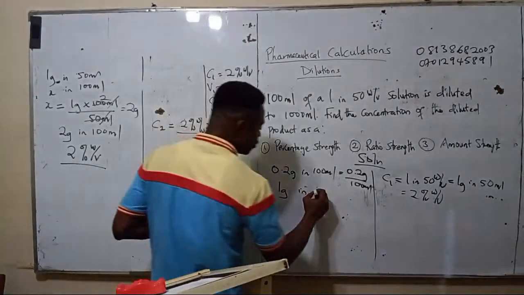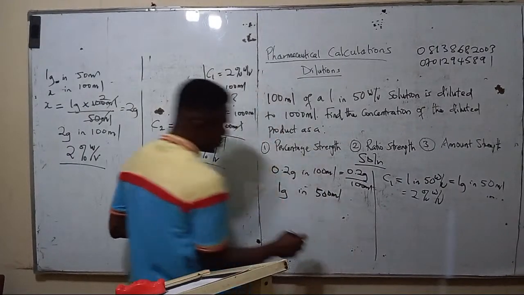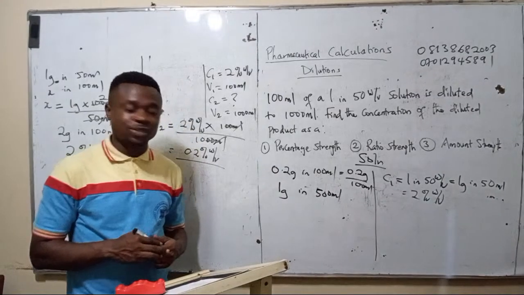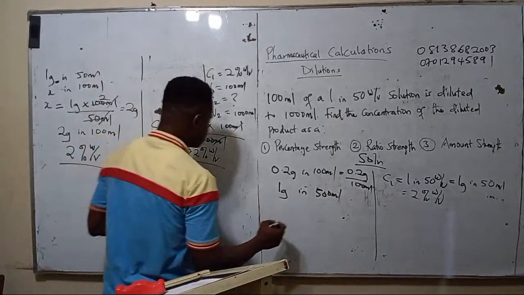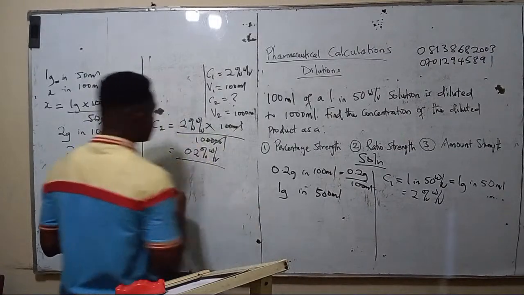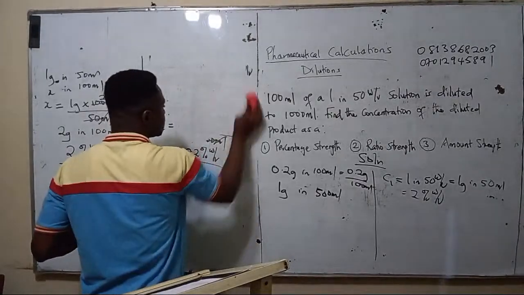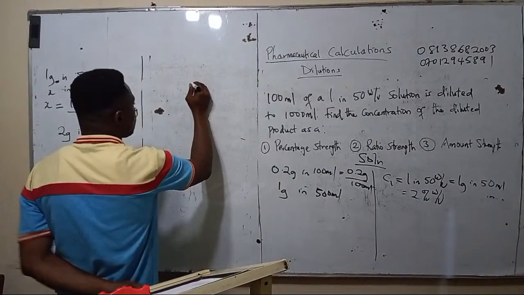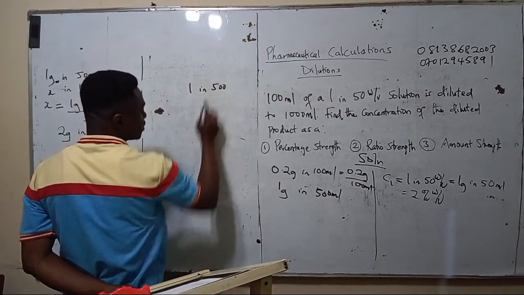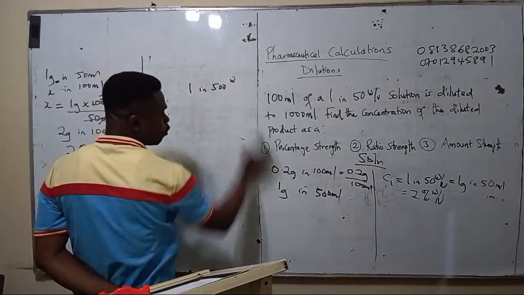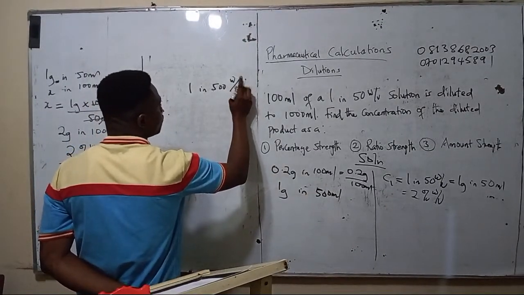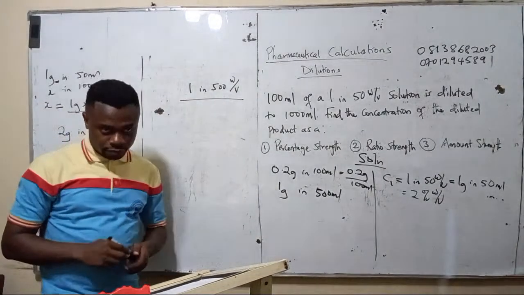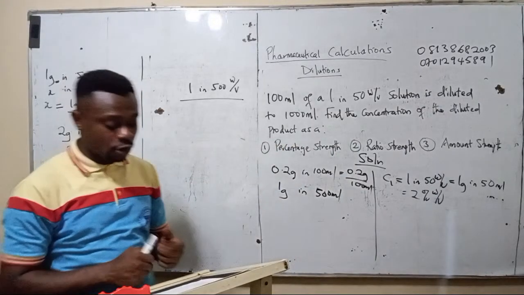So this is 1 gram in 500 ml. We have moved it into this form. Remember our ratio strength, this will now become 1 in 500. 1 in what? 500. The gram turns to weight, and the ml turns to volume. This is the ratio strength: 1 in 500 weight per volume. This is the ratio strength of the diluted product.